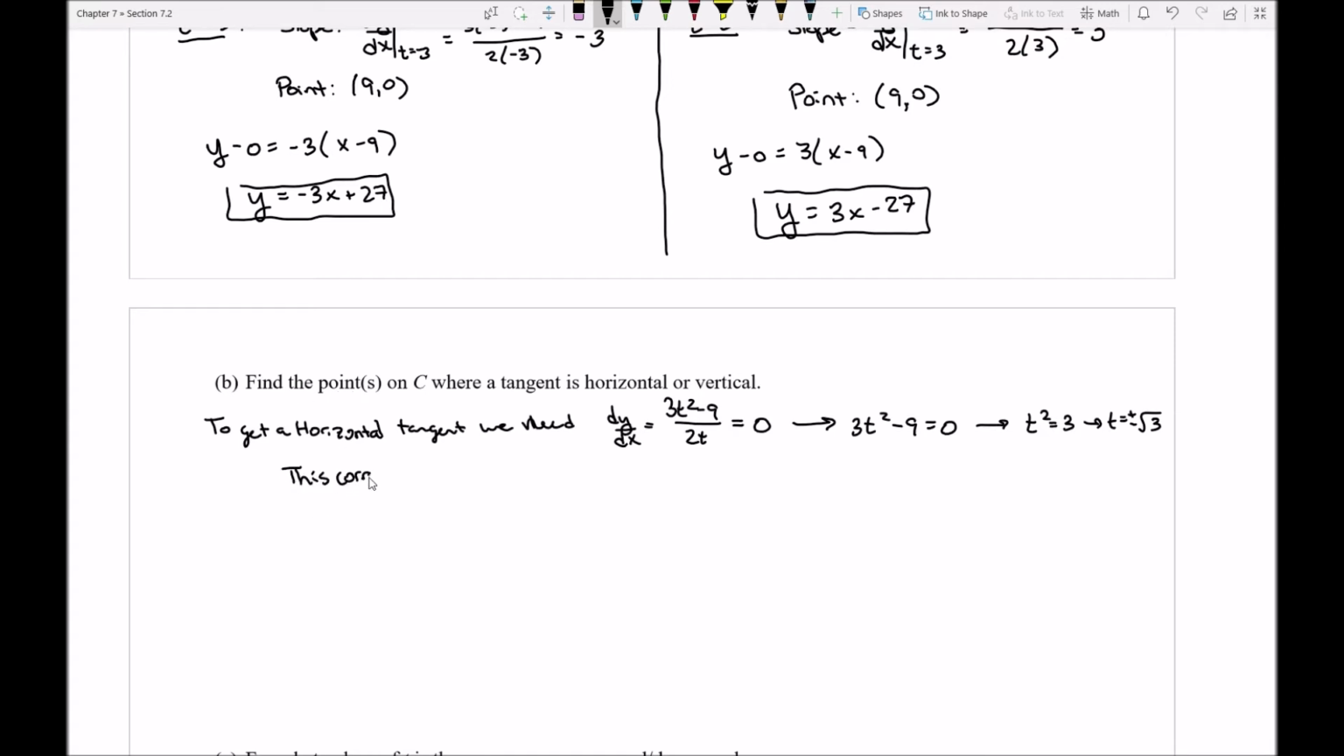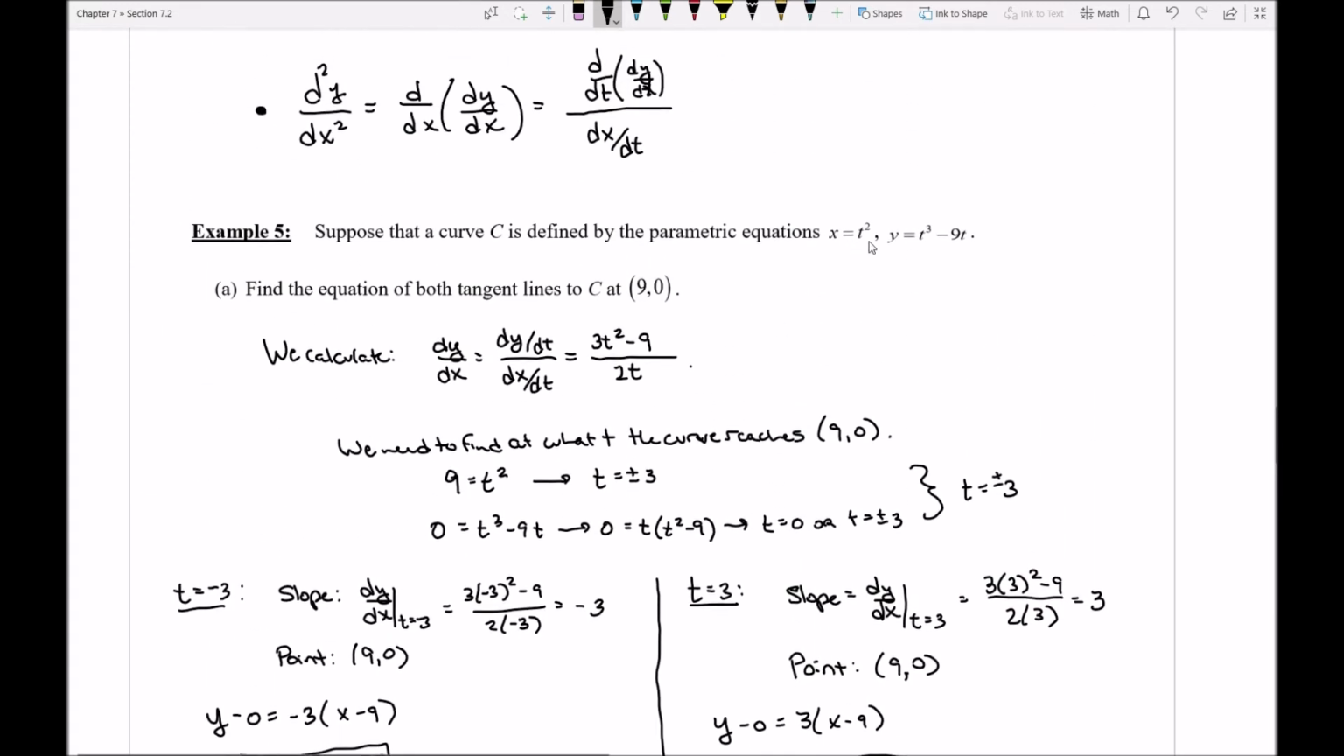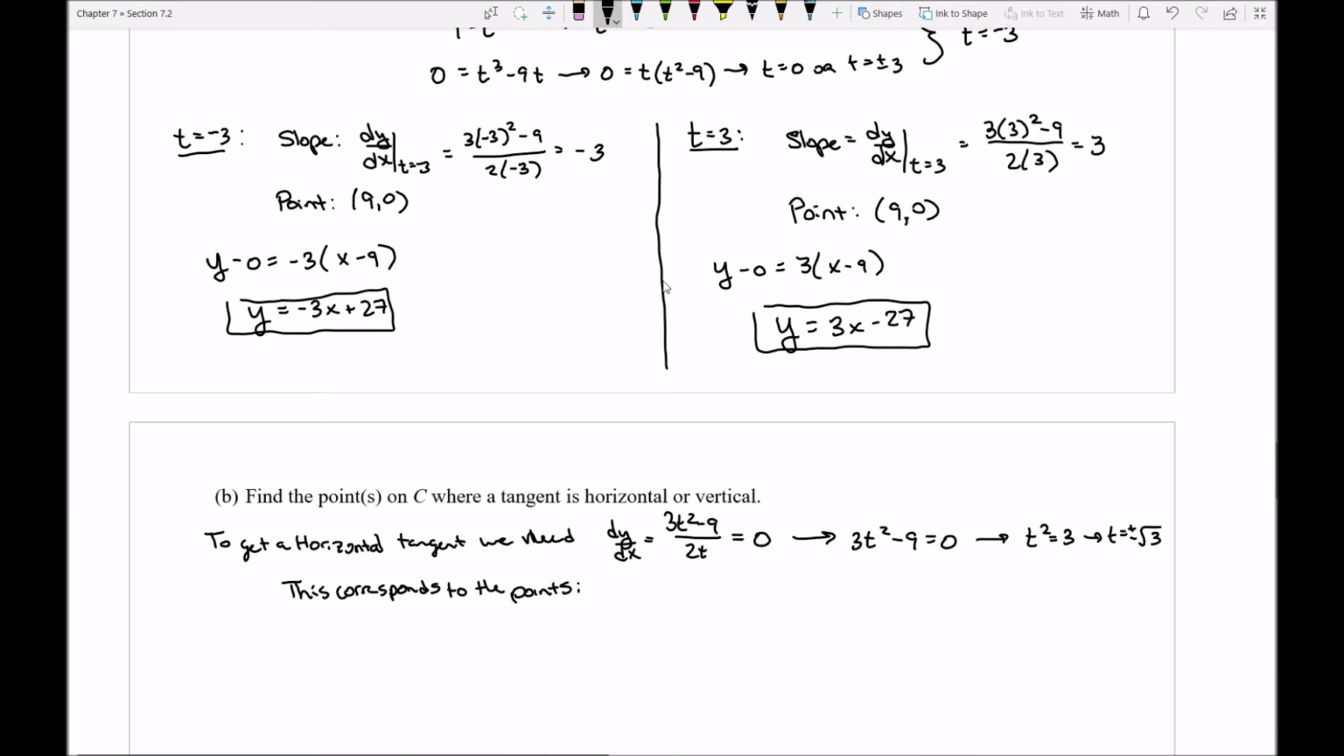Now I'm interested in finding not just values of t, but the points where this happens. So this corresponds to the points, and if I plug these values for t into my original equations for x and y, I should be able to determine the actual xy coordinates of a point. So really quickly down here, I'll rewrite that x was equal to t squared and y was equal to t cubed minus 9t. Notice that in both instances, my points are going to have an x-coordinate of 3. The y-coordinate, though, might be a little bit different.